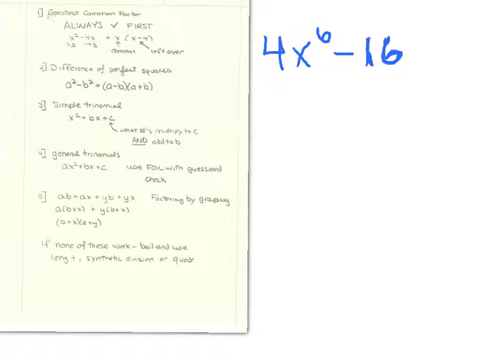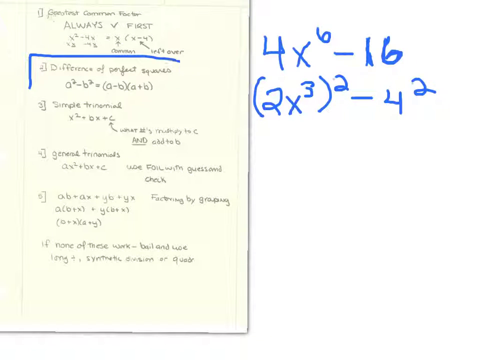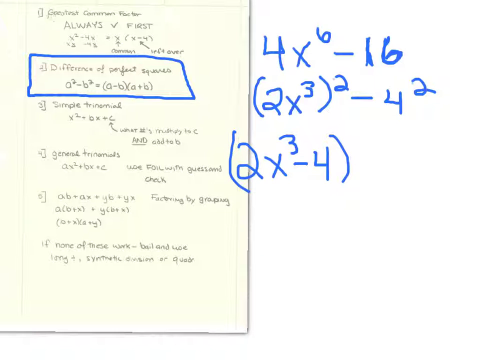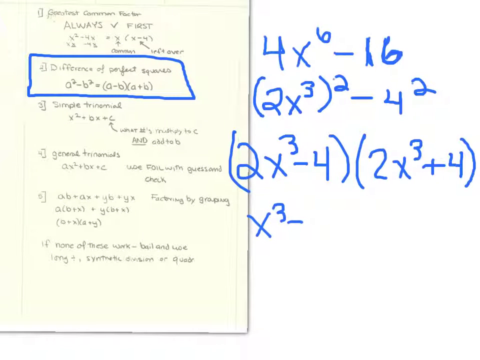You also have to be able to see factoring within factoring. Like when I look at this, I see 2x cubed squared minus 4 squared. And so I see this problem as a difference of perfect squares. That's 2x to the third minus 4 times 2x to the third plus 4. And so this problem, if you were looking for its roots, this would be x cubed is equal to 2, and this would be x cubed is equal to negative 2.